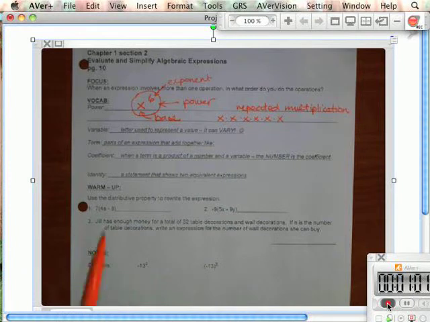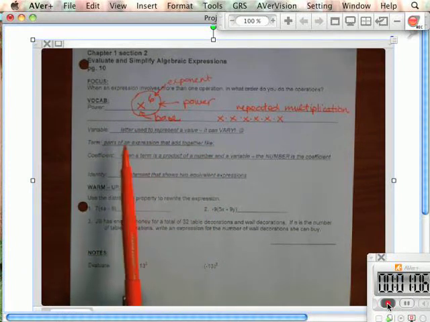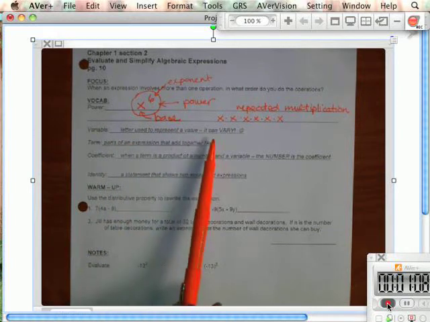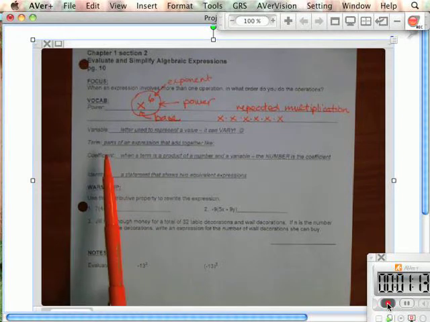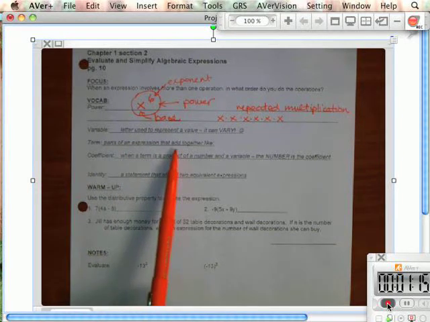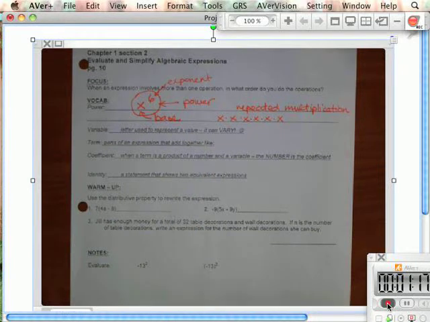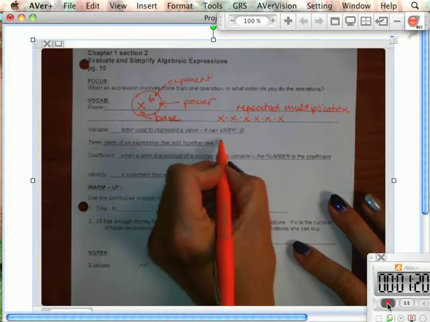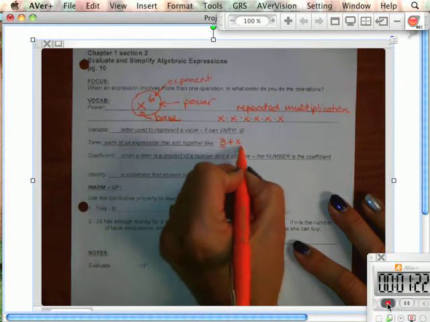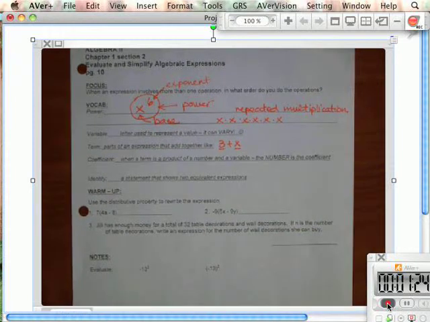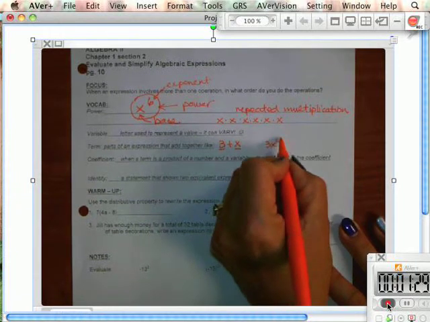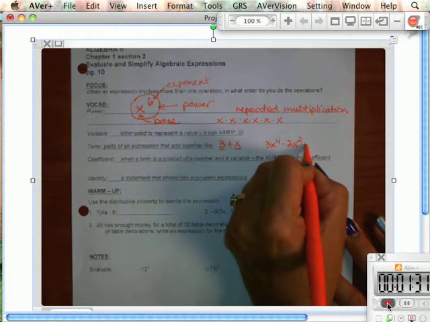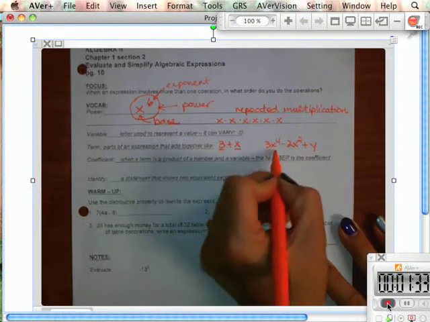These are some other terms that you might not remember. I typed them out. I feel like it's too much work to write them out. So the letter used to represent a value, it can vary. That's why it's called a variable. Term is the parts of an expression that add together. So if I had 3 plus x, this is a term and that's a term. If you have 3x to the 4th minus 2x squared plus y, each of these are terms.